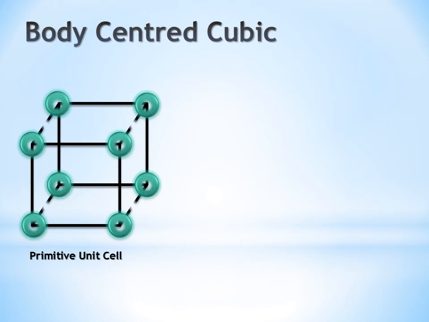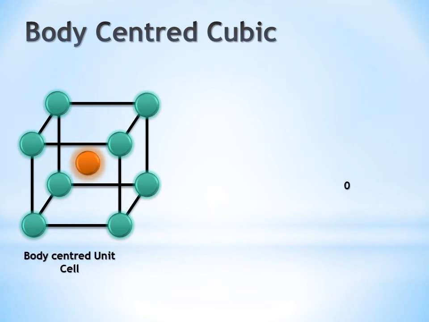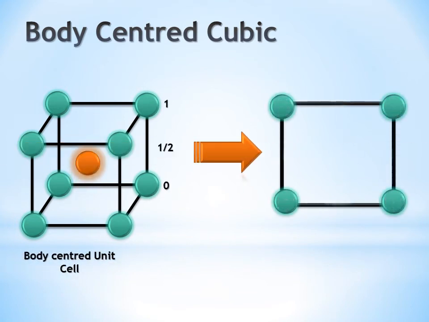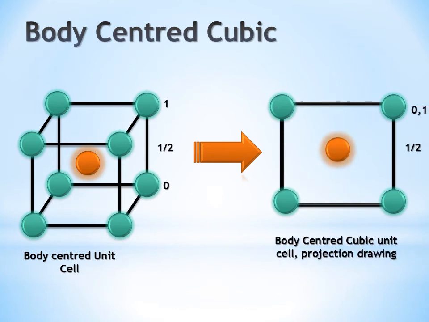Now, in order to do a body-centered cubic, it is slightly different from a primitive unit cell, where the atoms now fill the levels 0, 1/2 and 1. This is shown in a projection drawing by placing an atom in the centre of the square and labelling it with the label 1/2. Each of the atoms on the corners are still at the levels 0 and 1 as in a primitive unit cell.